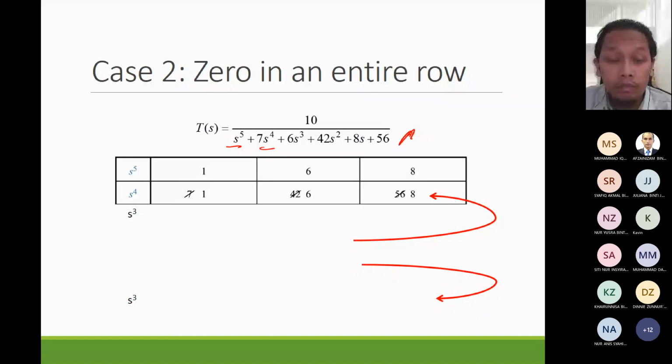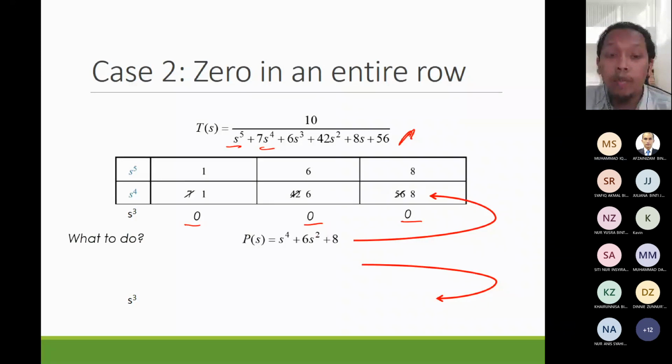Okay. And then after that, we calculate the row S3. So we encounter 0 in an entire row. So here, all the values for row S3 are 0. Okay. So what we need to do is we need to go back to the previous row, which is row S4.